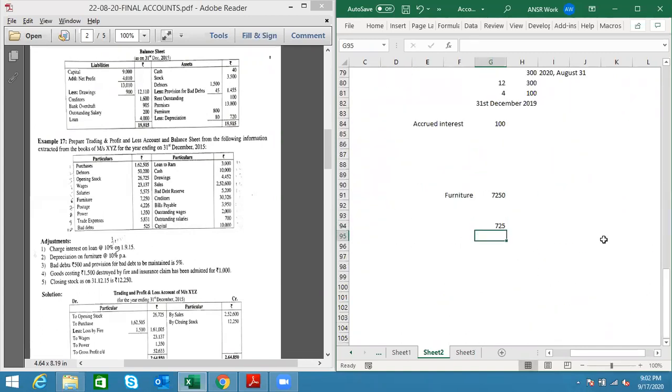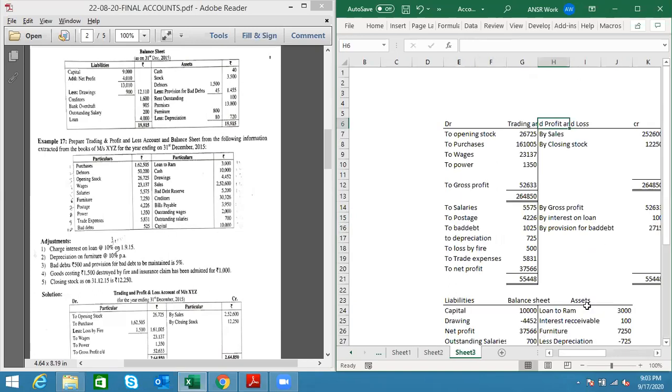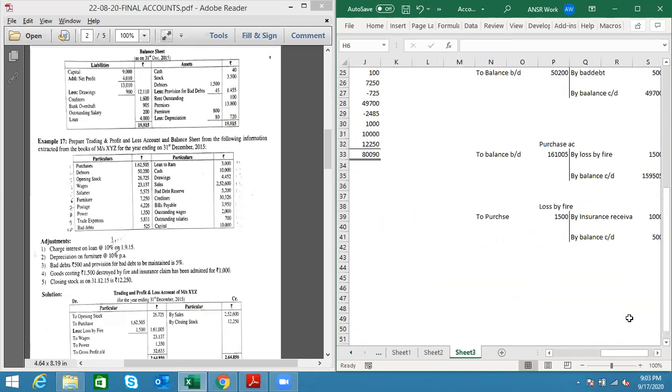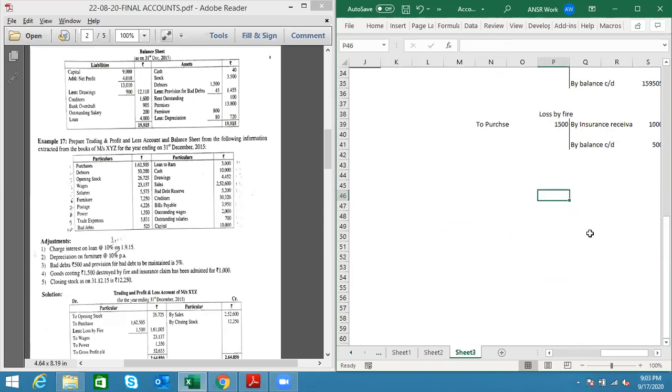725 rupees. So your furniture account is reduced by 725 rupees because of what? Because of depreciation. Now, can I say if I make a simple ledger account of the furniture, something like this, furniture, and I will say to balance brought down, and I will say the amount is 7,250 rupees.